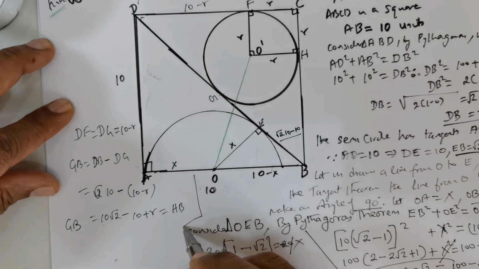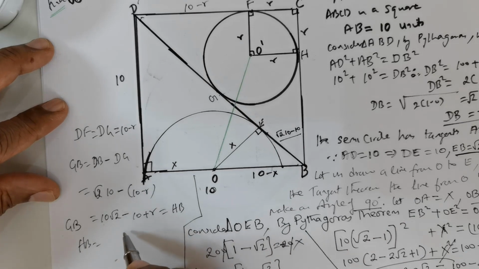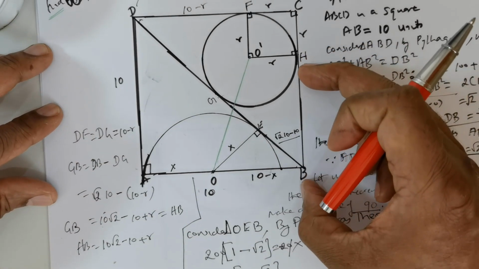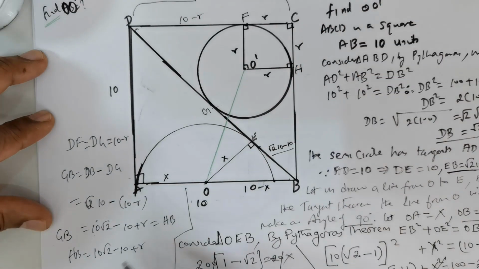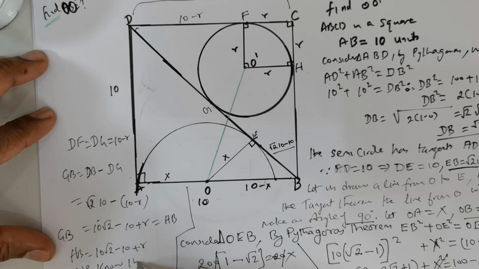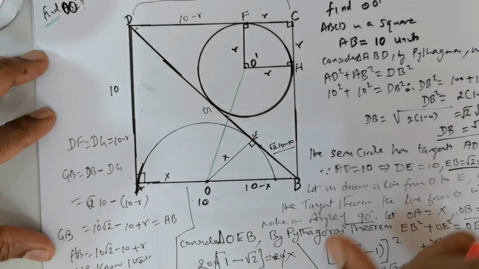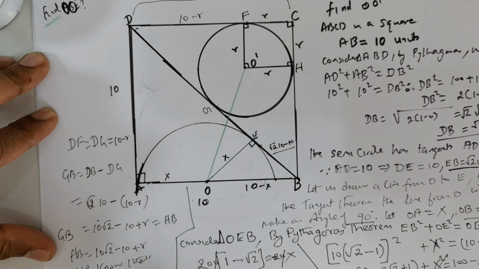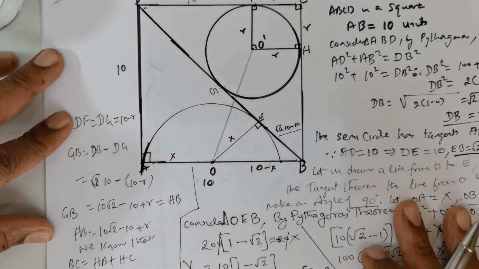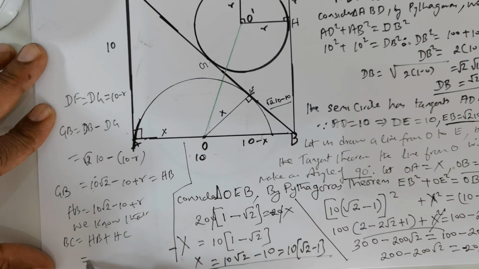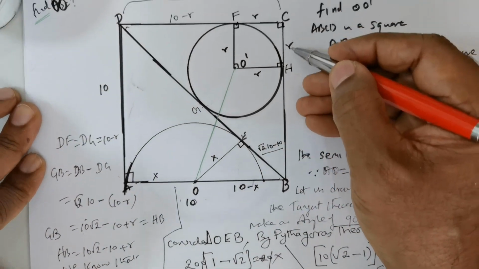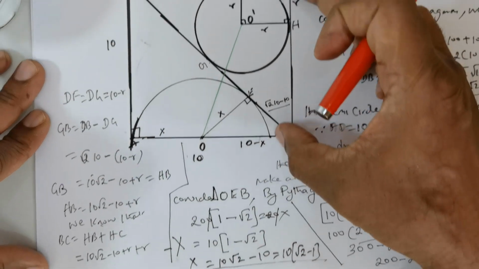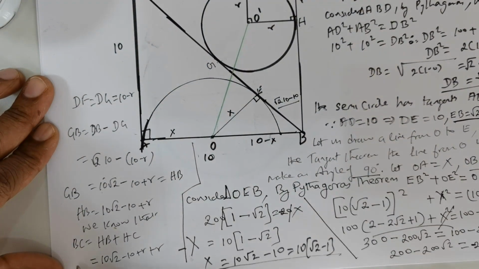So I can now have HB equal to 10 times root 2 negative 10 positive R. So this is my HB. Now HC is equal to R. We also know that this plus this is equal to BC, the side of the square. So BC is equal to HB plus HC, where HB is 10 times root 2 negative 10 positive R, and HC is equal to R. BC is the entire length of the square, and BC is equal to 10 units. So we need to get R.